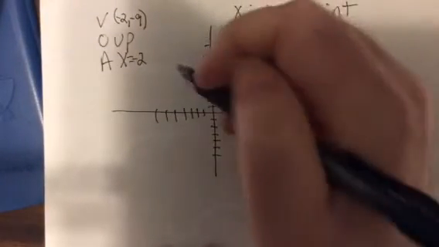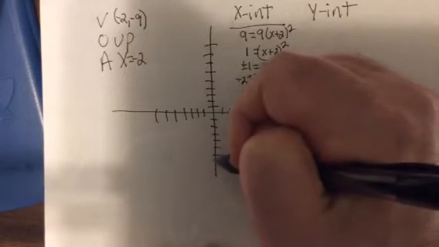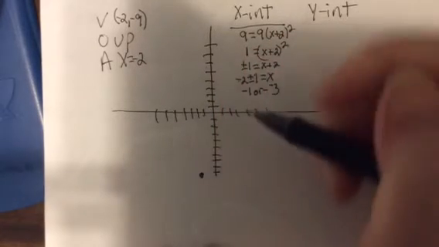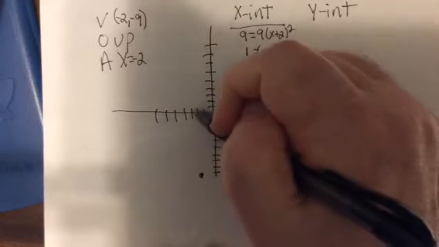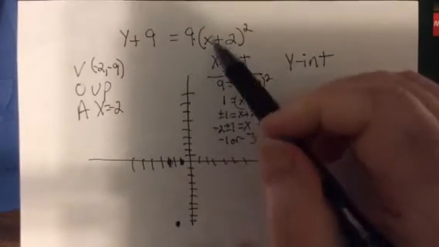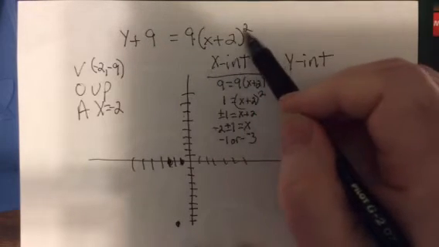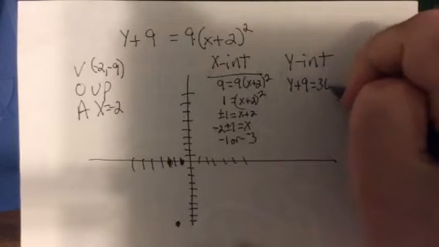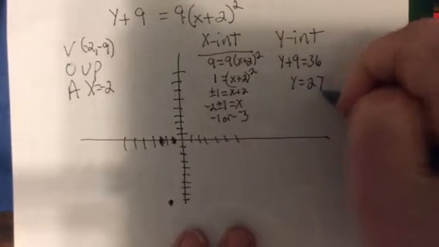So this is what we have so far. -2, -9, and then 1, 2, 3, 4, 5, 6, 7, 8, 9. We have the x-intercepts -1, -3. Now the y-intercept, you put 0 in for x. 0 plus 2 is 2, squared is 4, times 9 is 36. Subtract 9, so you'd have y equals 27.